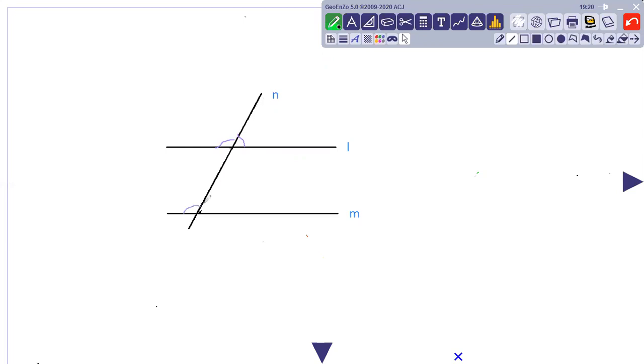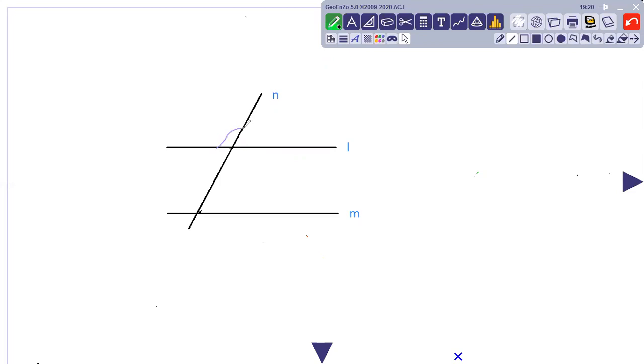Similarly, these two angles are supplementary, not about parallel lines, just the straight line M and the line N, when we forget about the line L. Similarly, these two angles are also supplementary, linear pair. These two angles are also supplementary, linear pair. Now again, these two are vertically opposite angles. So equal. This is not about parallel lines.